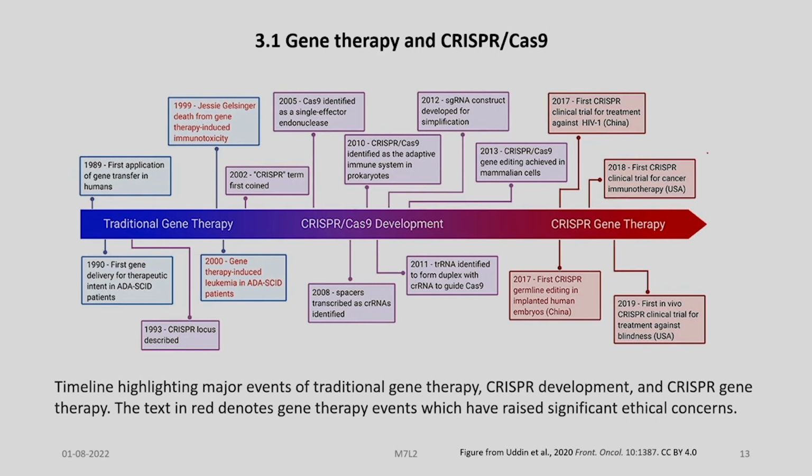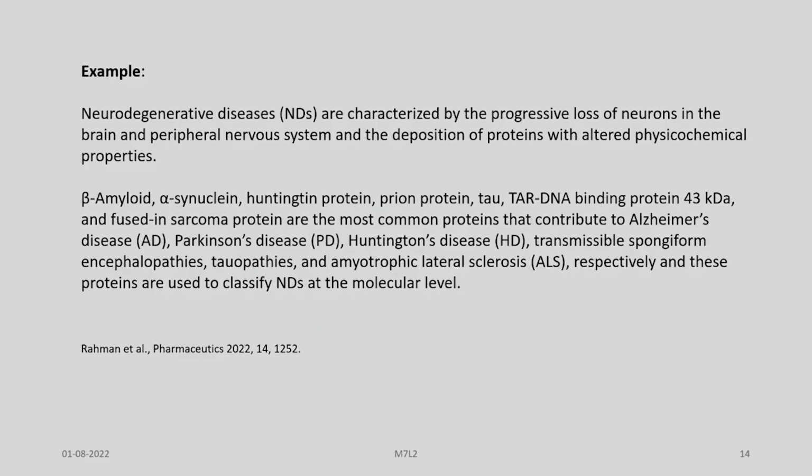Earlier, in 2018, the first CRISPR clinical trial for cancer immunotherapy was carried out in the USA, and in 2019, the first in vivo CRISPR clinical trial for treatment against blindness happened in the USA. So, this is in brief the timeline highlighting the major events of gene therapy, starting from the traditional gene therapy to the CRISPR based gene therapy.